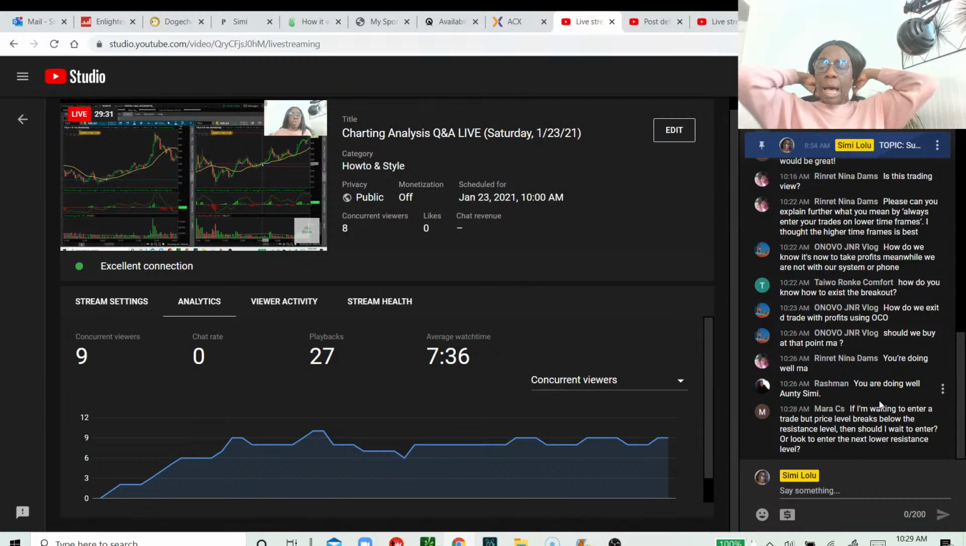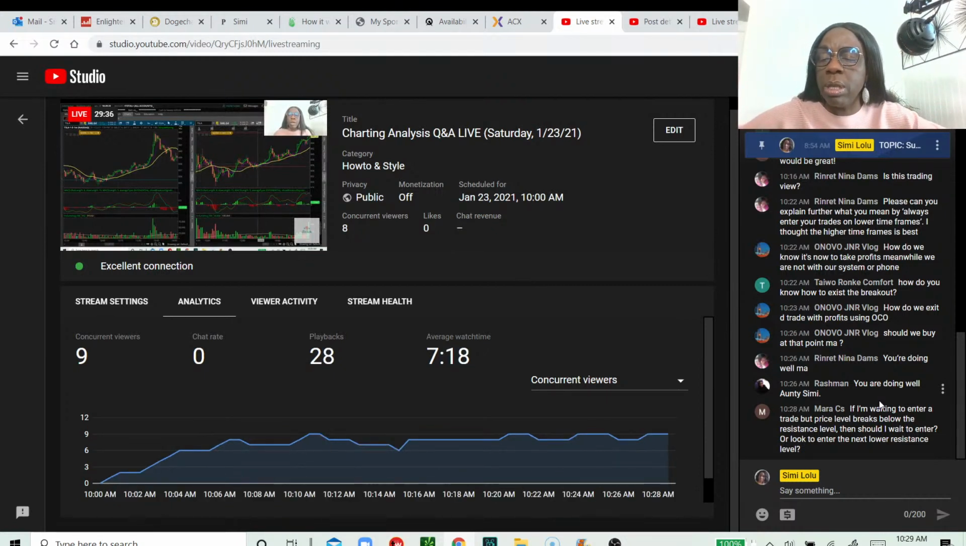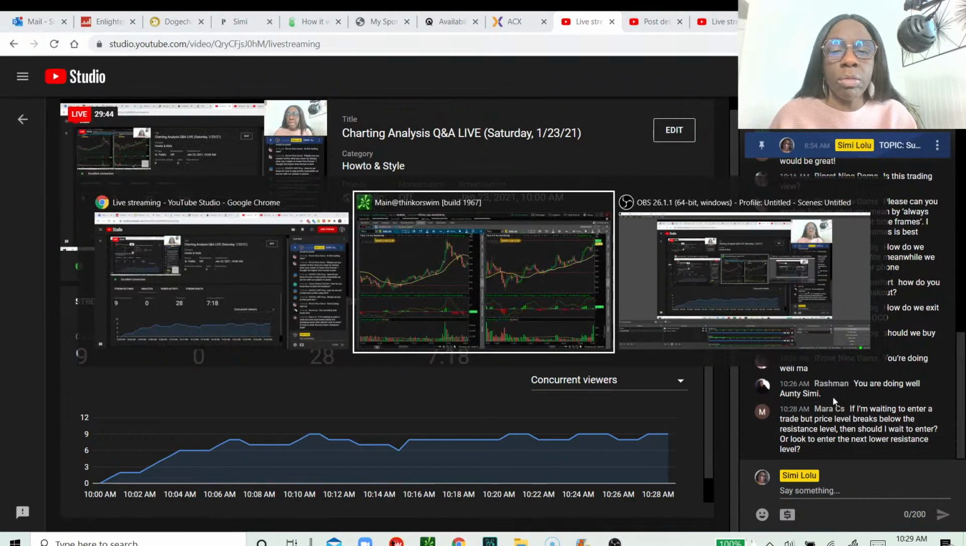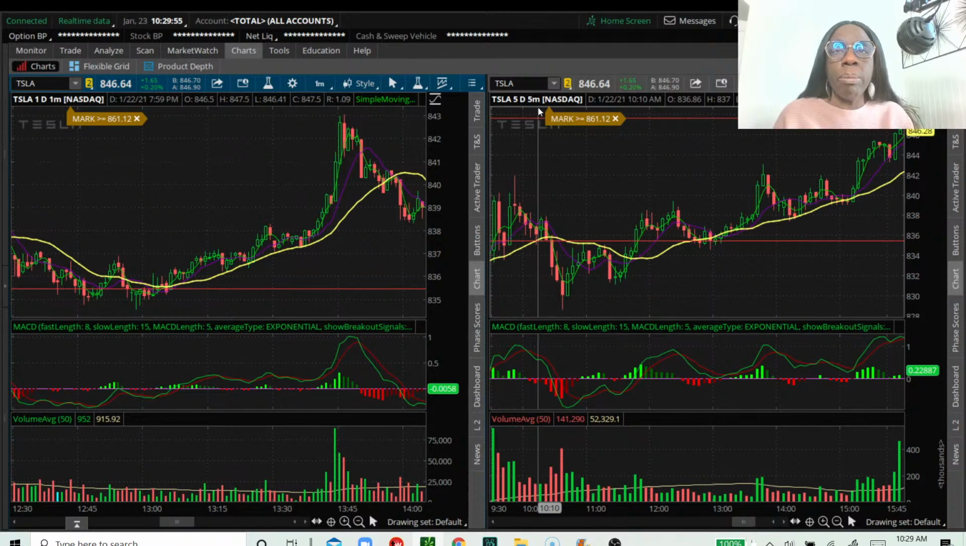Honorable Junior, how do we exit trades with profits using OCO? Well, that's the beauty of OCO. OCO stands for one cancels other. So at the point at which you've purchased your trade, you own the security, you own the coins. Now you want to set your OCO order, which means one cancels other. So you're literally setting two orders.